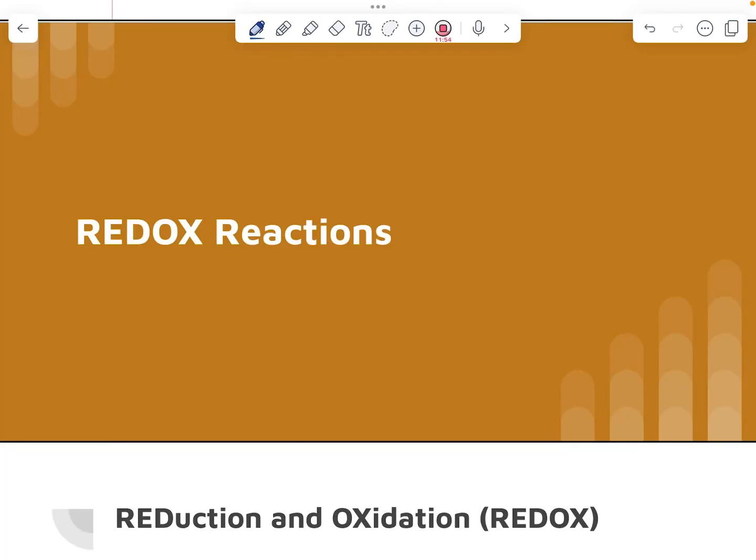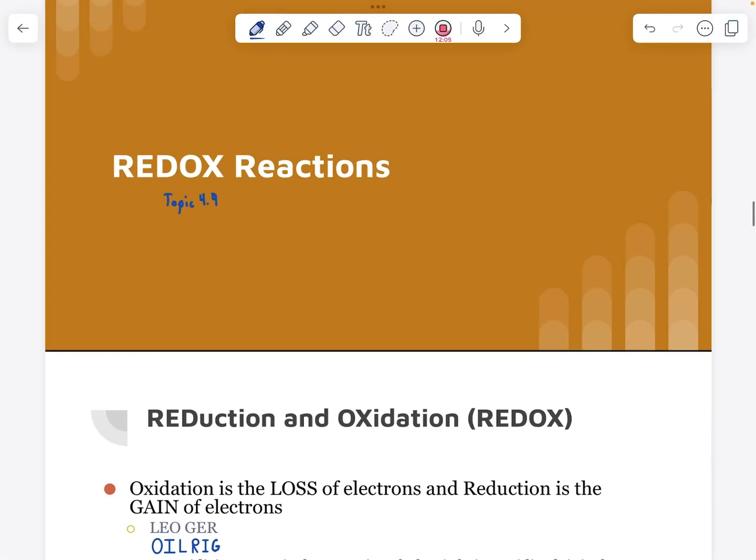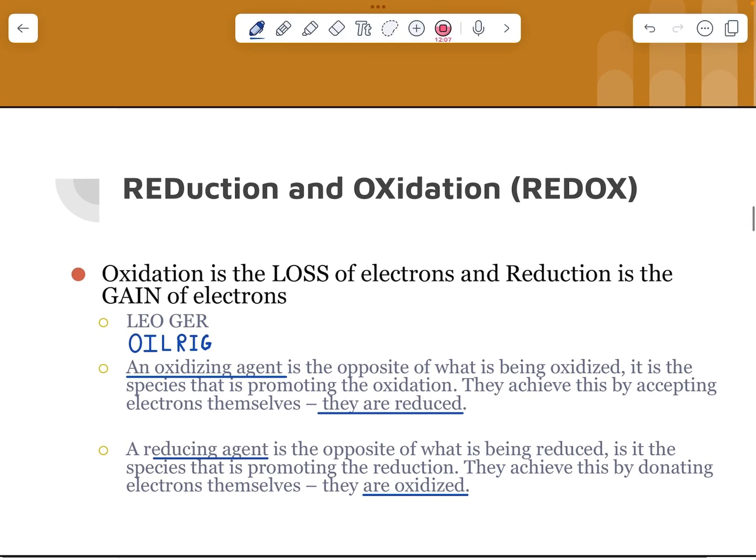Okay, let's talk about some redox reactions. This is topic 4.9. So let's get going. Reduction and oxidation reactions is how we get the term redox.